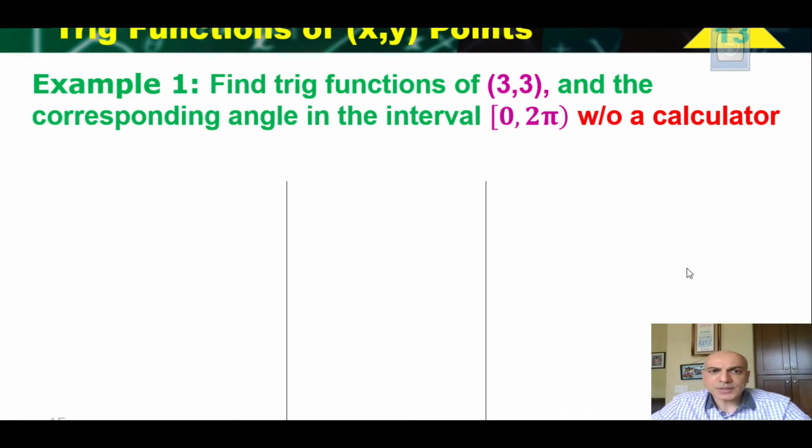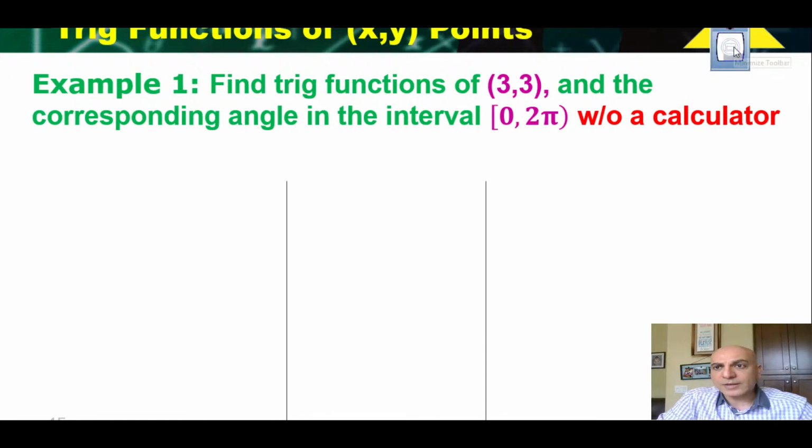Here's the first example. It says find trig functions of 3, 3 and the corresponding angle in the interval 0, 2 pi without a calculator. So first of all, I'm given a point and I'm asked to find the trig functions for that point. Basically they're asking for sine, cosine, tangent of that point. So how do you find that? Excuse me.